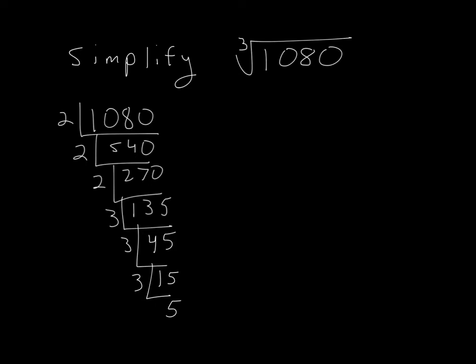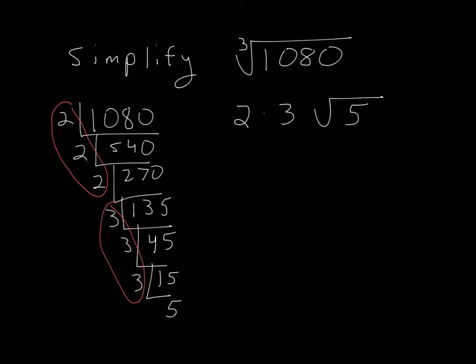It's just, if you do it with my method here, notice you get all your 2s together, all your 3s together, and then your lonely 5 at the end. Doing cube root, so we're looking for sets of 3. And we have a set of 3 2s, we have a set of 3 3s. For every set of 3, it comes out as 1. So the 2 comes out, the 3 comes out, the 5's trapped.